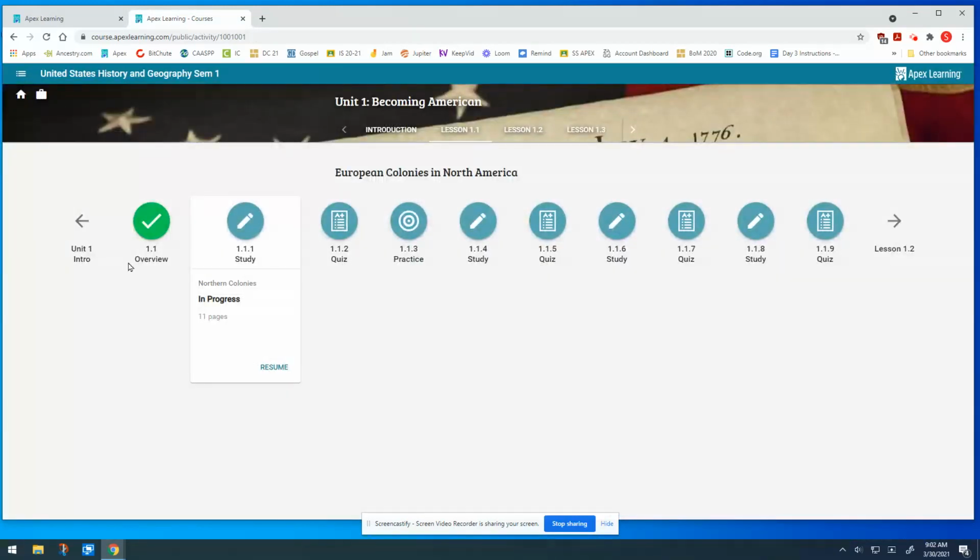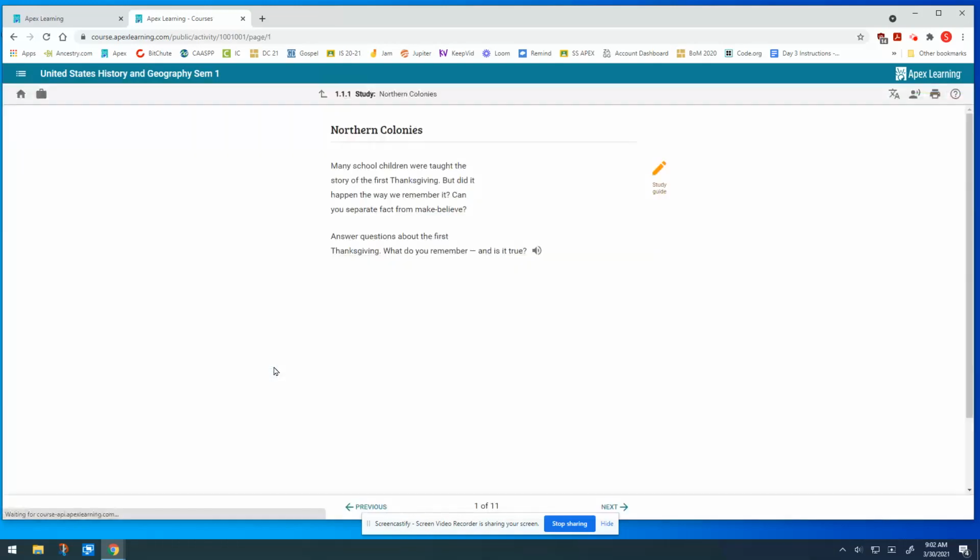And now I've finished 1.1. Now I'm in 1.1.1, and this is the study guide. This is an exceedingly important part of the course.